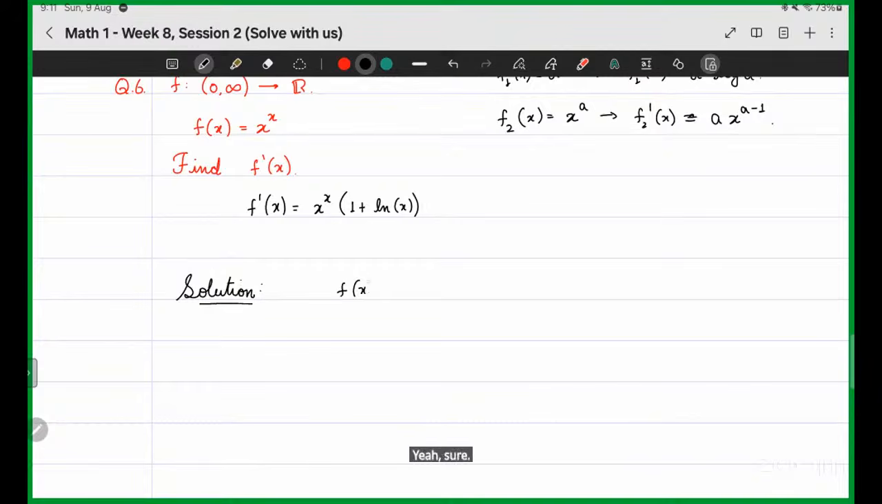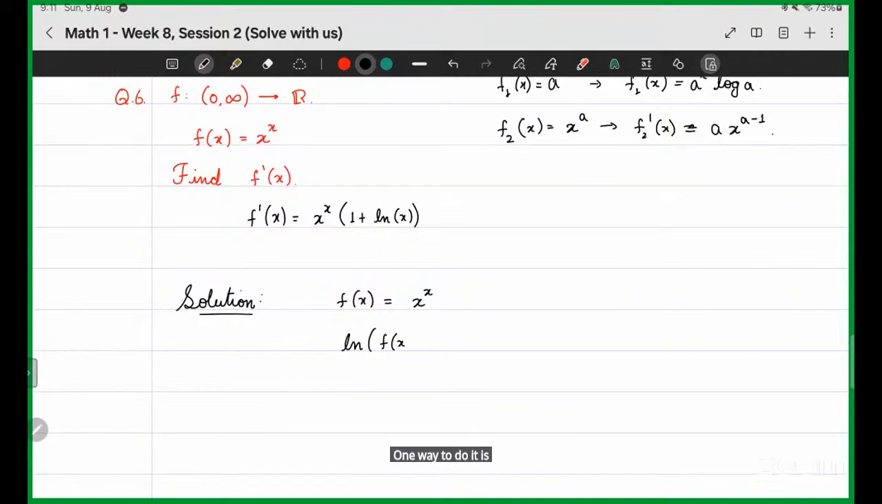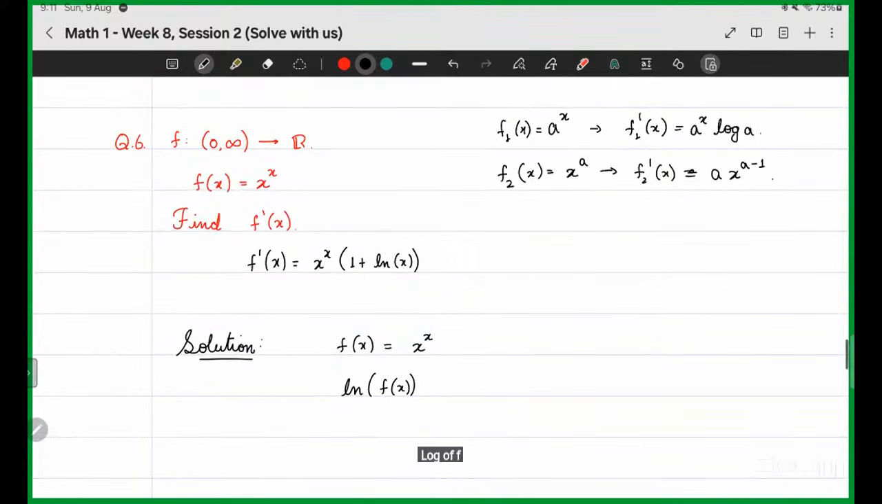So f of x is equal to x to the x. One way to do it is take log of f of x. Can you take log? You can take log when you're sure that the thing you're taking the log of is a positive number. Look at the domain: you have a positive number raised to a positive power, which is always a real number, and it's a positive real number, right? Yes.